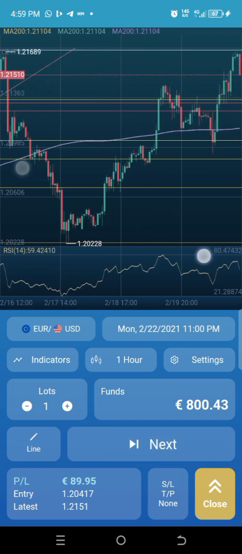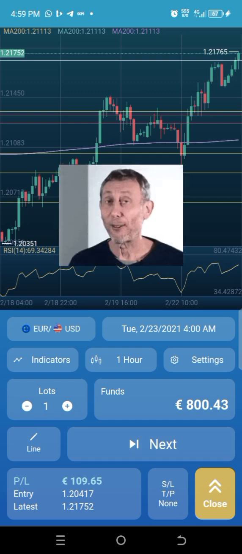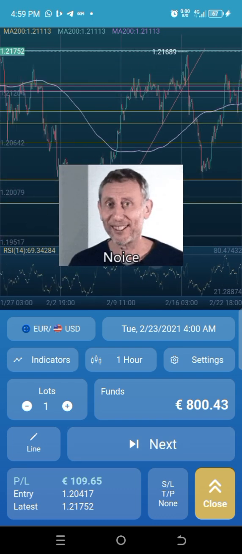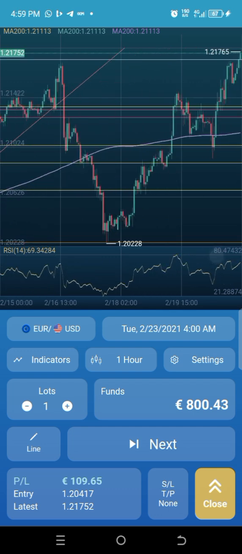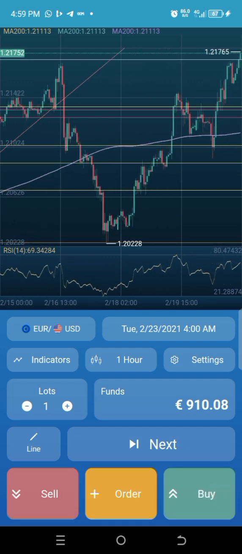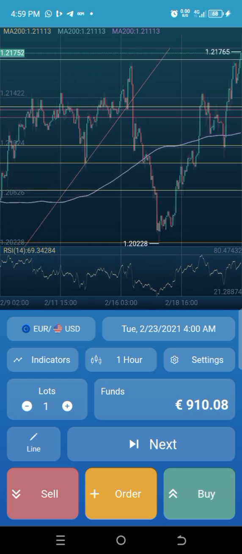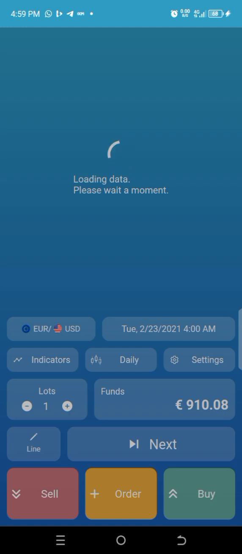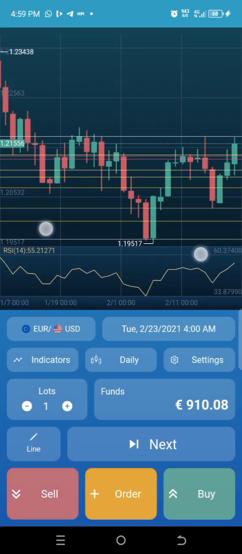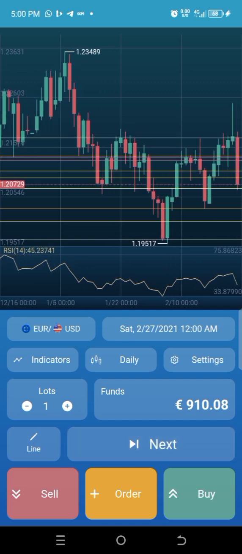Okay, price is almost hitting my profit target. It has hit my profit target. Ladies and gentlemen, we're remaining with $100 to reach 1,000. Okay, so 910. Let's look for another area of trade. So I think you can see the importance of RSI. Okay, so that's why I use the RSI.